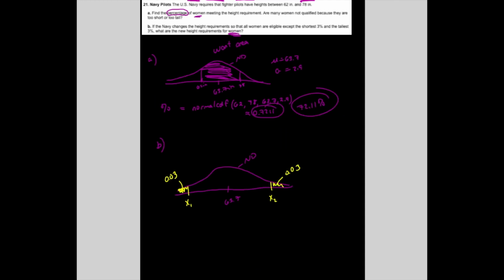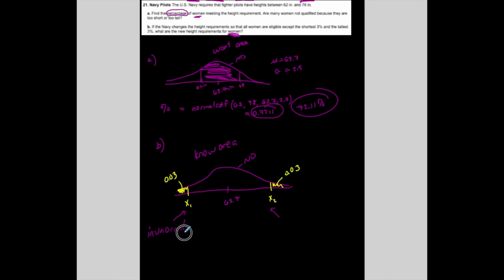So I'm going to go back to my purple. This time I am given area. I know area, and I want a data value. So now I use inverse norm, and I'm going to do it twice. I'll do it for this one, I'll do it for this one, and then you might notice a similarity between the two.